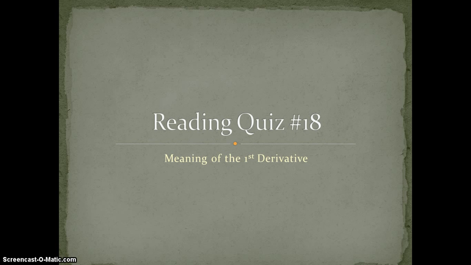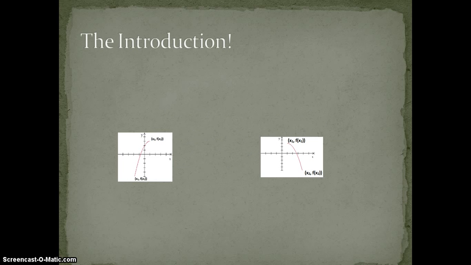Hi, this is reading quiz number 18. This is where we get to put all of it together, all these derivative rules that we've learned, all these derivatives of common functions that we've learned. It all comes together, and our first investigation is how does the derivative affect the graph of a function? So we're going to start with the first derivative.